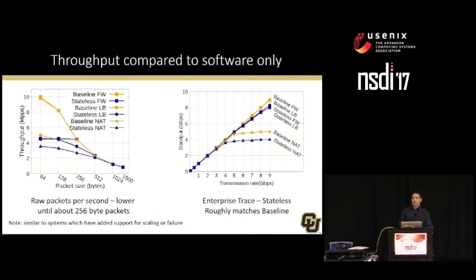But even with that, the rate matches or exceeds other systems which have added support for scaling and resiliency. On the right, we measured using an enterprise trace, which we replayed at different speedups. The stateless version is within a few percent of the baseline version.